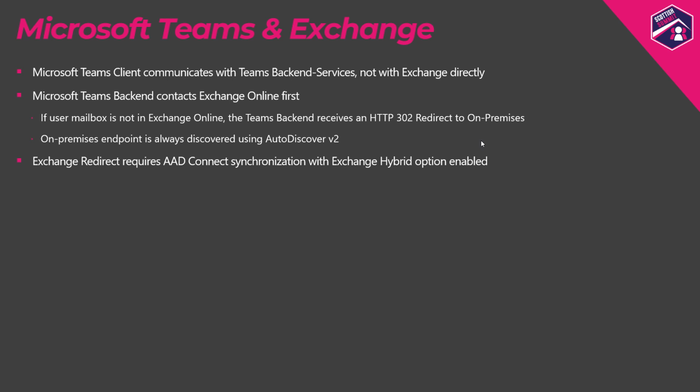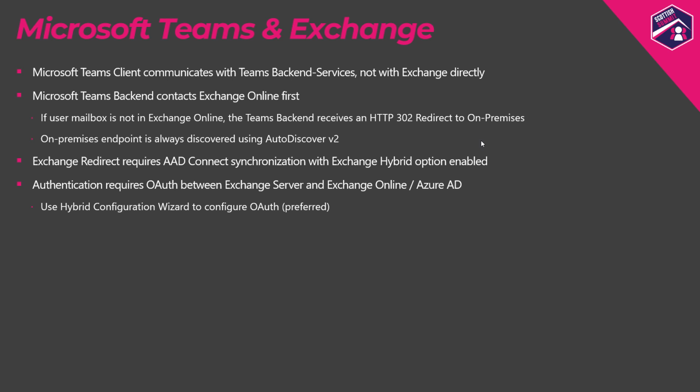Therefore, you need to have additional autodiscover endpoints configured for all of the SMTP domains. And again, for Microsoft Teams to work with an on-prem Exchange, you need to have Azure AD Connect synchronization in place with the Exchange Hybrid option enabled, because this ensures that Exchange Online can redirect the Teams backend services to your on-prem org. And OAuth, open authentication, must be configured between Exchange Server and Exchange Online.